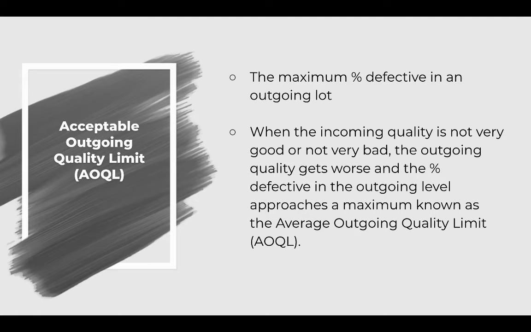When incoming quality is very good, outgoing quality is also very good. When incoming quality is very bad, the entire lot is rejected. Therefore, the outgoing quality is also very good because the lot will be rejected and the bad parts won't get through. When incoming quality is not very good or not very bad, the outgoing quality gets worse and the percent defective in the outgoing level approaches a maximum known as the average outgoing quality limit.